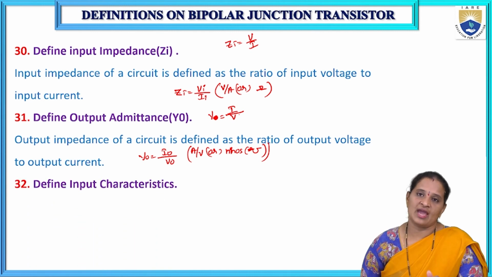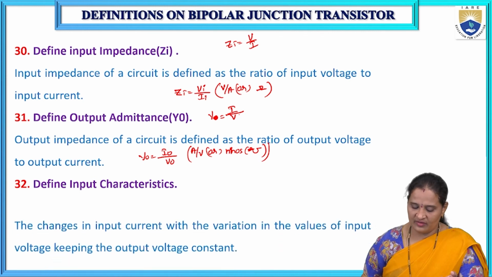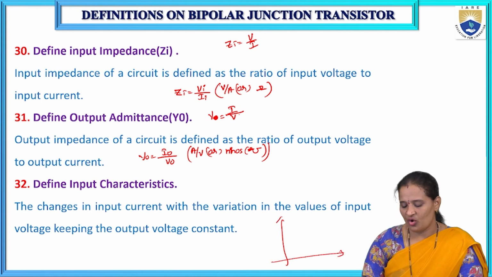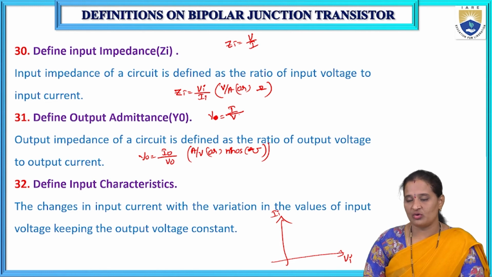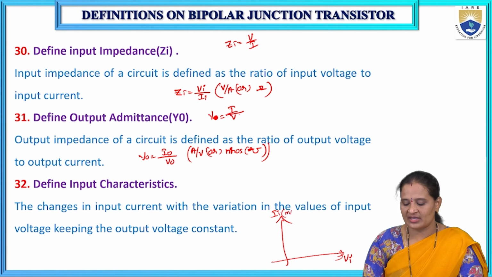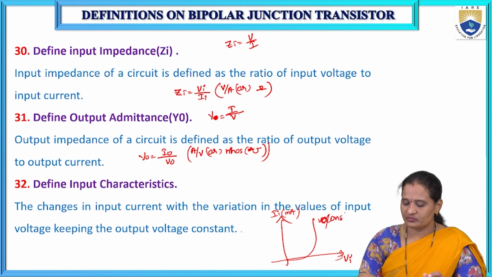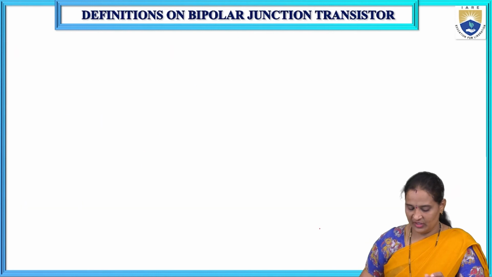Now coming to the input characteristics. Define input characteristics. How can we define the input characteristics? The characteristic curve drawn between the input voltage and input current by making the output voltage as constant is known as input characteristic curve. So how to draw that? Take the input voltage on x-axis and input current on y-axis, and the graph drawn between these two parameters by making the output voltage as constant is known as the input characteristic curve. Okay, so the constant voltage is V0.